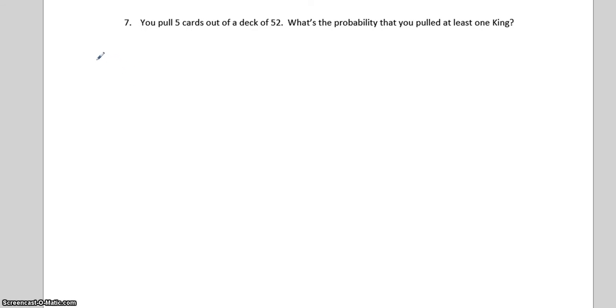Okay, finals review packet number 7. So here we're taking 5 cards out of a deck of 52. What's the probability that we pull at least one king?